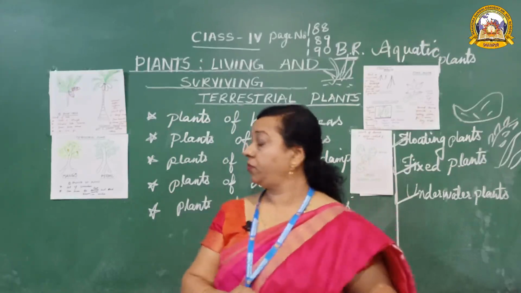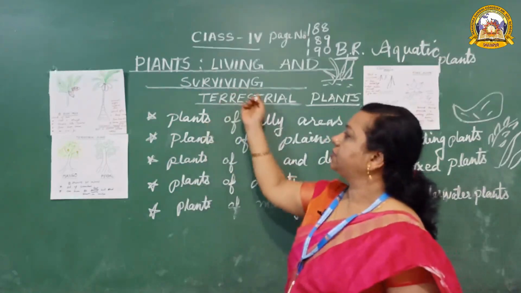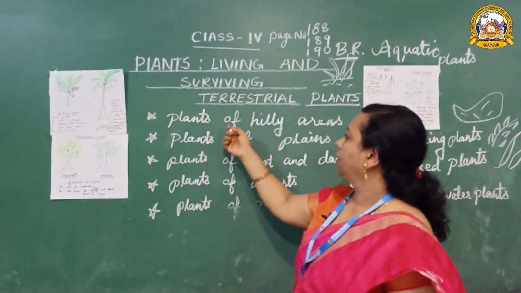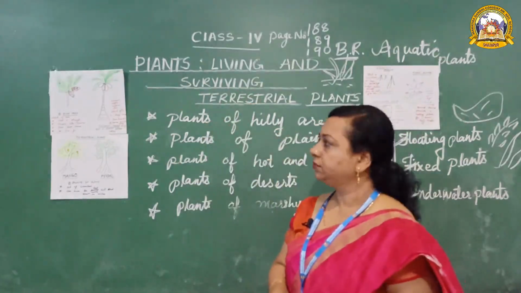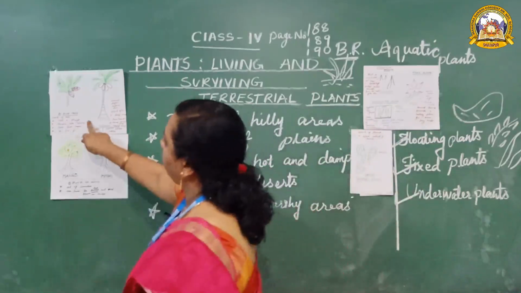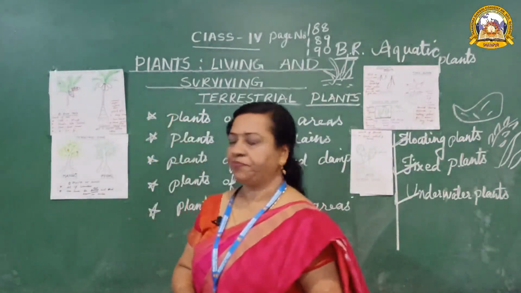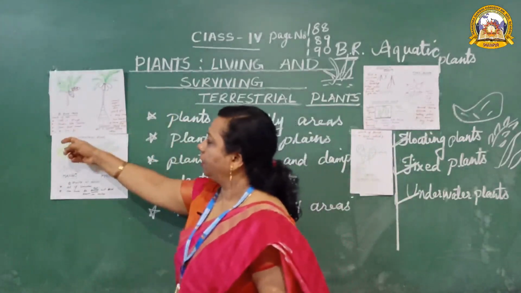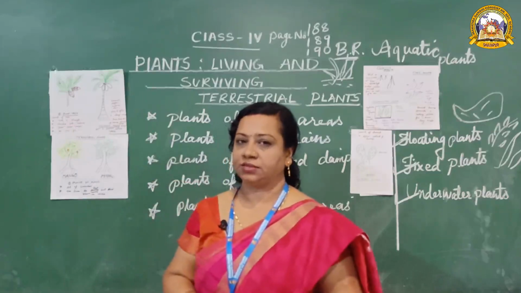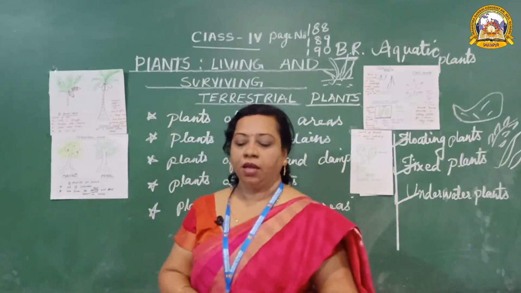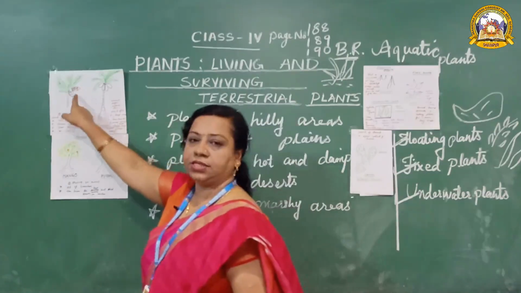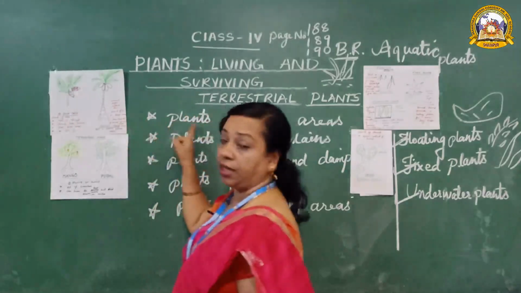Now again, we have seen the terrestrial plants of a few categories. Plants of hilly areas. I show you the diagram of a hilly area. Pine is tall and straight, it has needle-like leaves, and examples were pine and fir. They have no flowers. One special character is that instead of flowers, there are cones. These are the cones of the hilly areas.